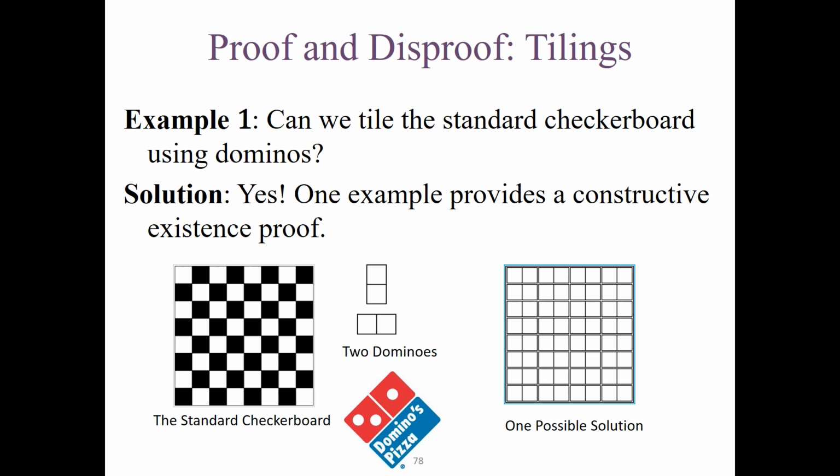So by this instance, you can see once you put numbers just like here, from left to right, top to bottom, in the end, we have the last two numbers here. Okay, so we have one possible solution here. So we completed the existence proof. Yes, we can tile this checkerboard.